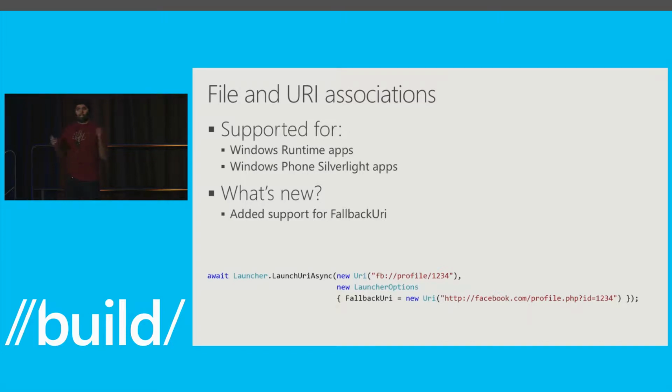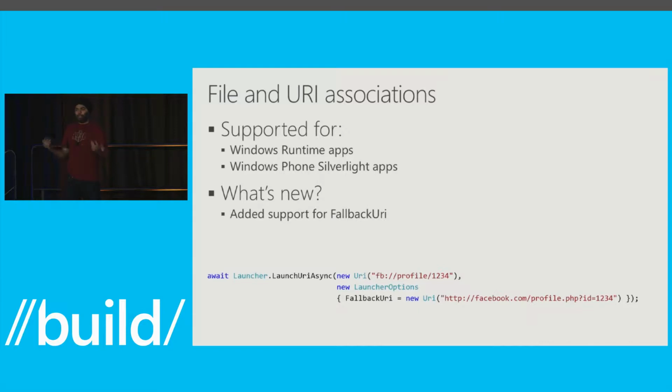Now, what we've done here is that we've taken the concept of fallback URI that was available to Windows 8 apps and brought that to Windows Phone 8 apps, as Windows Phone 8.1 apps as well. By specifying a fallback URI, the caller of a file type association has the opportunity to provide a place where the user can be taken if the app associated with that file type or URI association isn't installed.